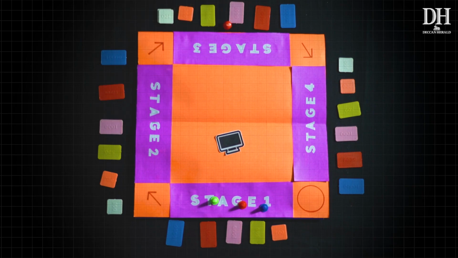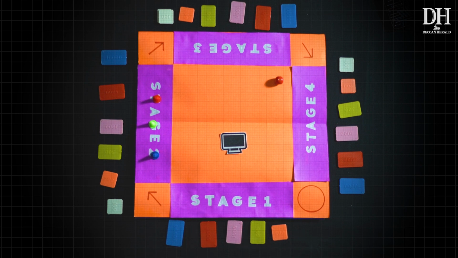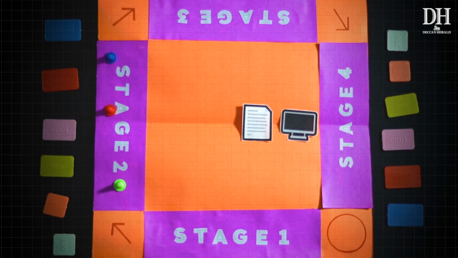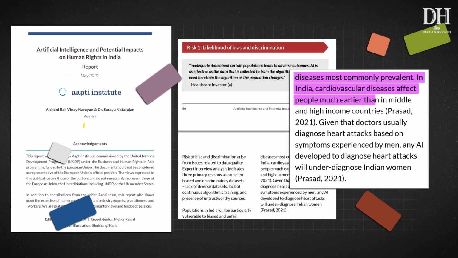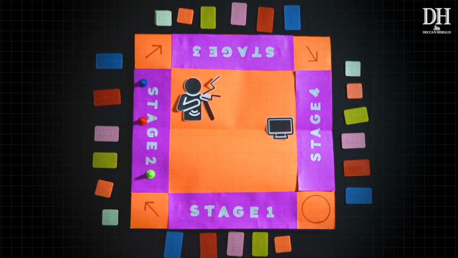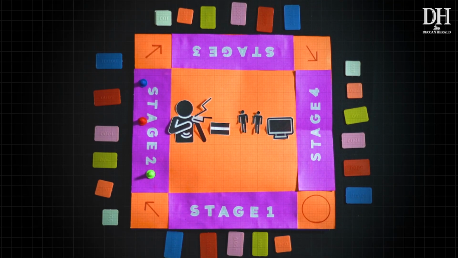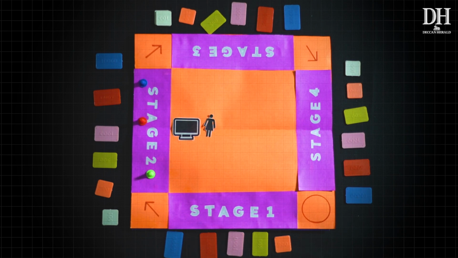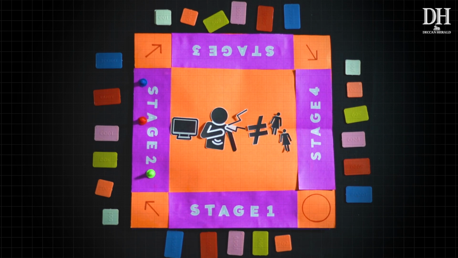Once data is collected, it is used in the training of the AI model. A lot of the time, this data is extremely biased. For example, a paper recently published by Aapti Institute talks about the deployment of AI in predictive healthcare. Doctors in India may typically diagnose heart attacks based on symptoms found in men. AI models could misinterpret such data to mean that heart attacks are not as frequent in women.